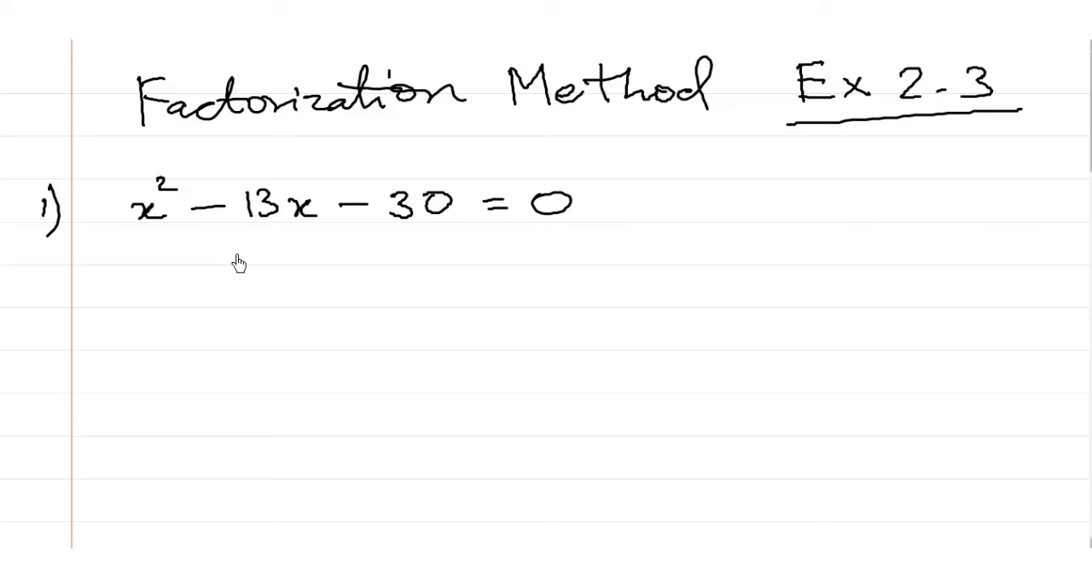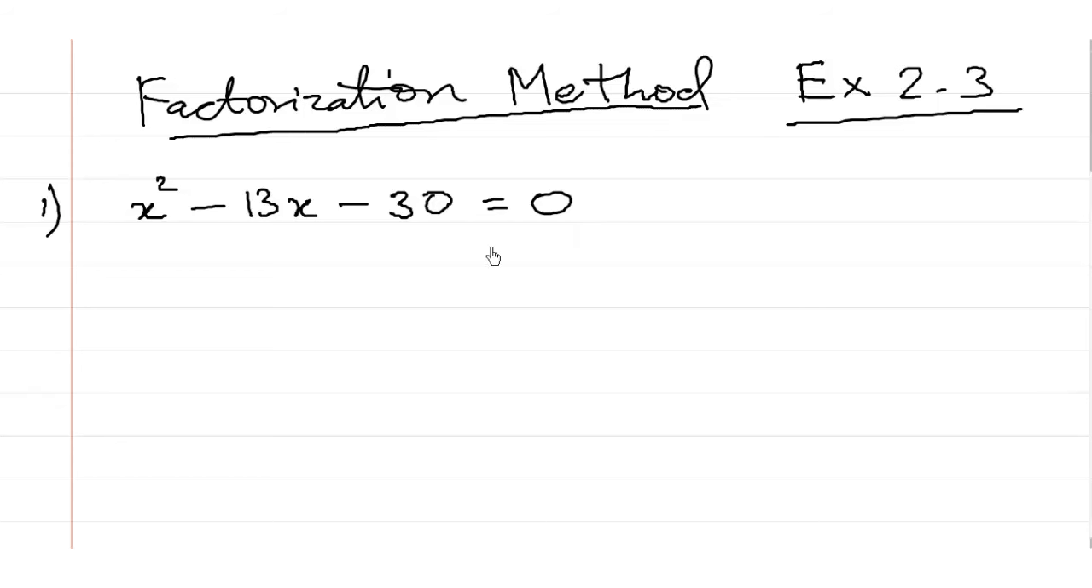In exercise number 2.3, we shall be learning how to solve quadratic equations by factorization method. So in this particular exercise, we are going to learn how to solve by factorization method. Now let's look at the example: x square minus 13x minus 30 is equal to 0.